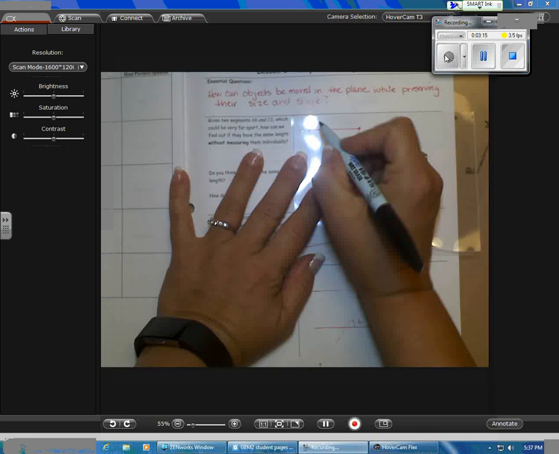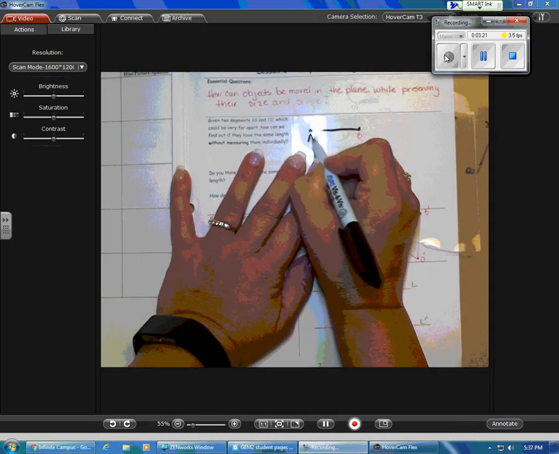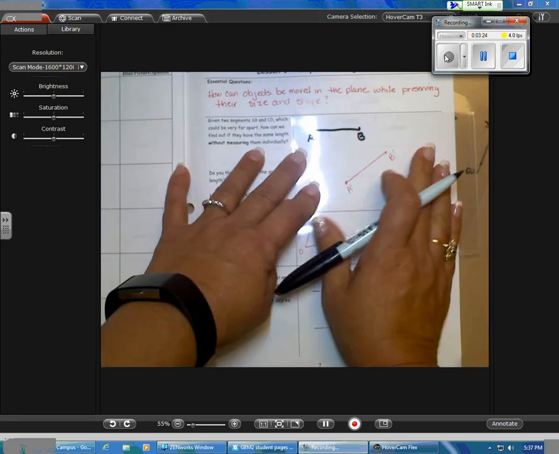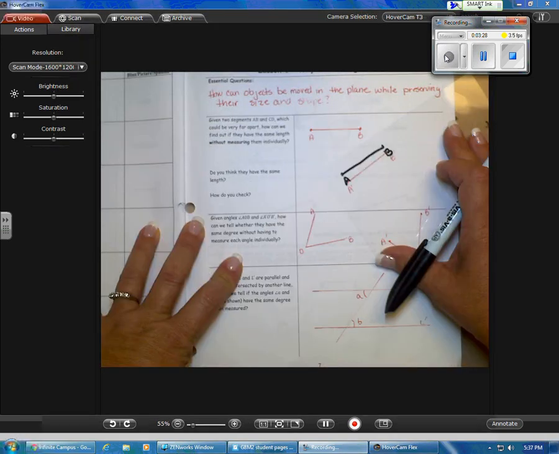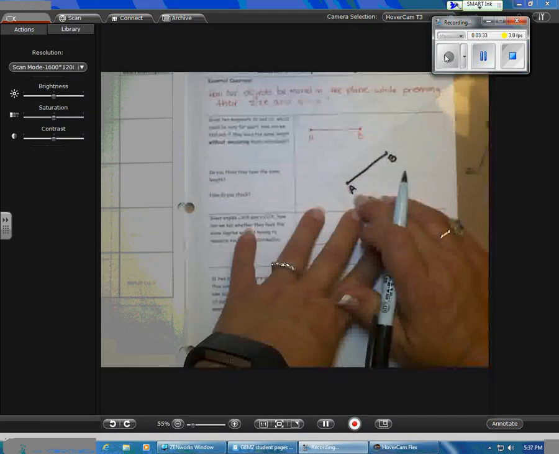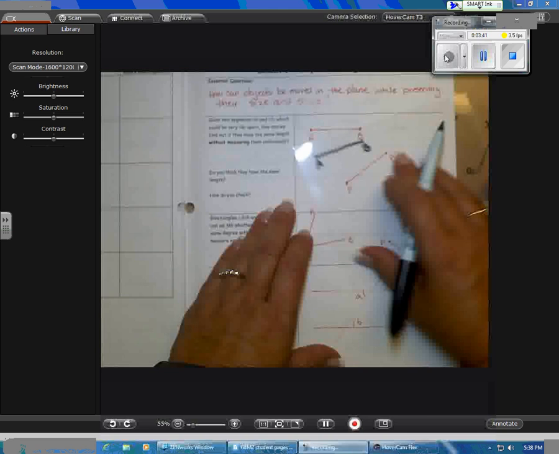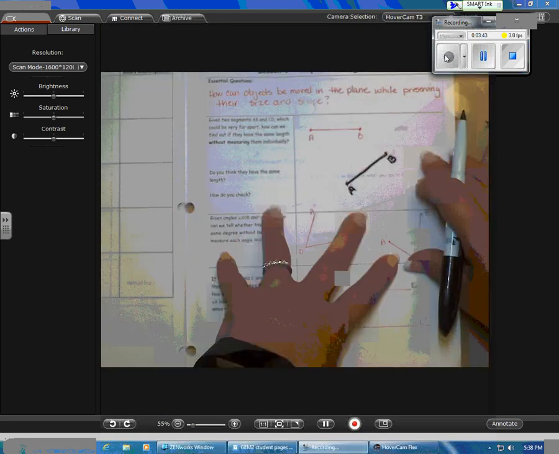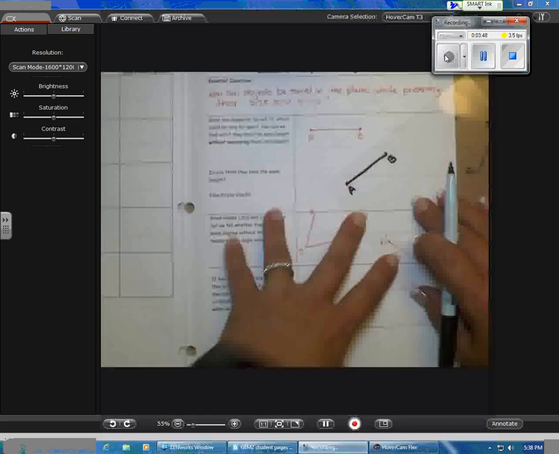So I'm going to copy line segment AB, and then I'm going to move it. That's the only one I'm going to copy. I'm going to move it on top of the other line segment. My A is going to map to the C underneath it, and my B is going to map to the D underneath it. Do you see what I mean about mapping? So I moved it, and then they map to each other. And I can see that, yes, my two line segments are exactly the same length.